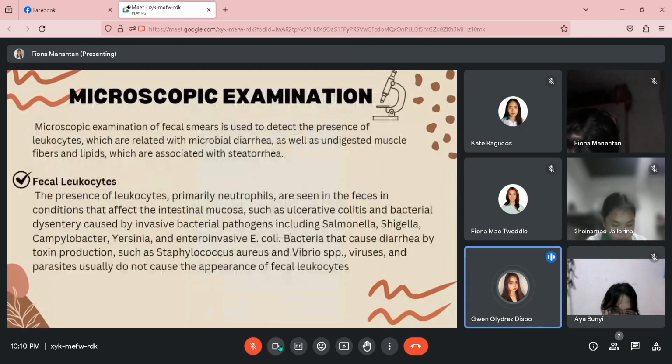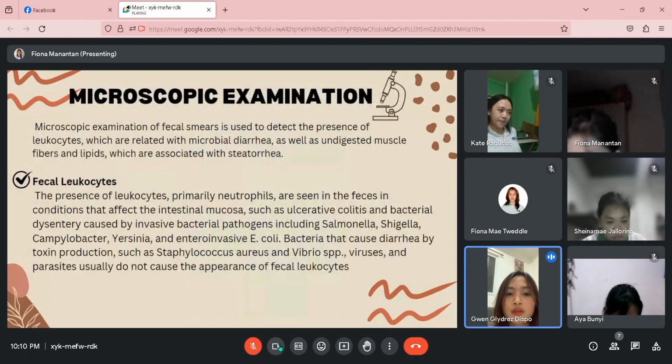So let's proceed with microscopic examination. Microscopic examination of fecal smears is used to detect the presence of leukocytes, which are associated with microbial diarrhea, as well as undigested muscle fibers and lipids, which are associated with steatorrhea.